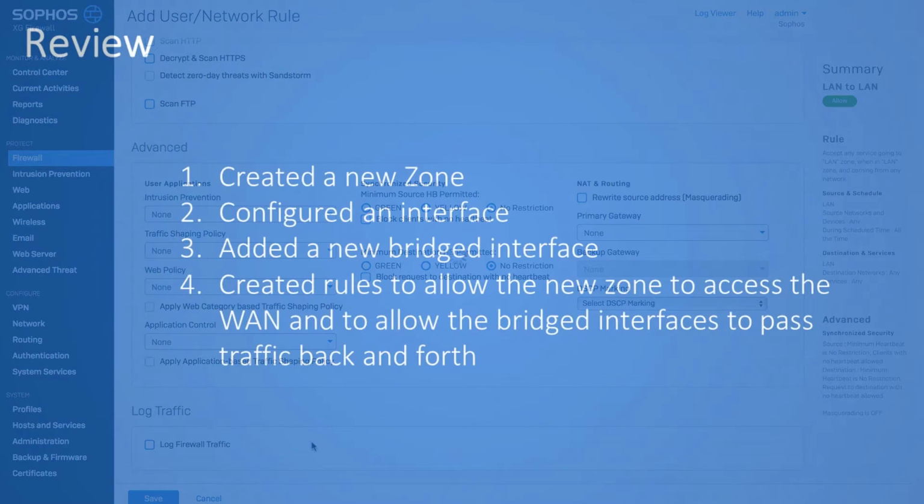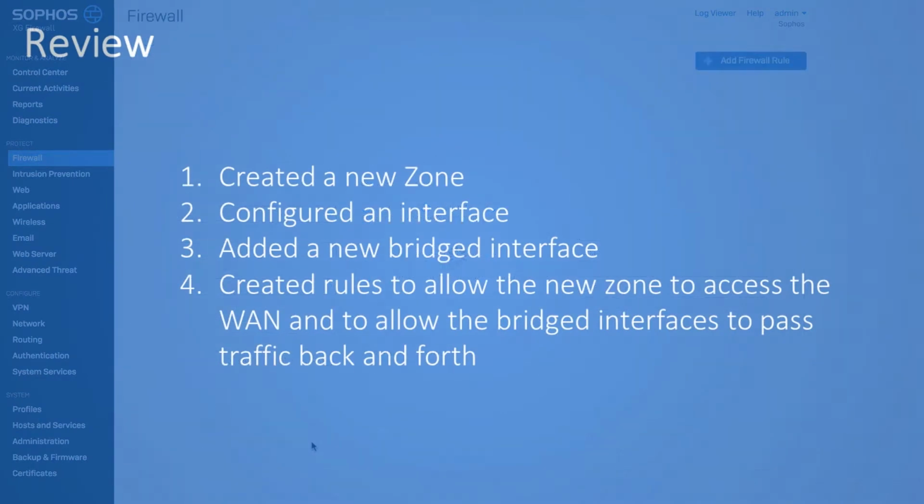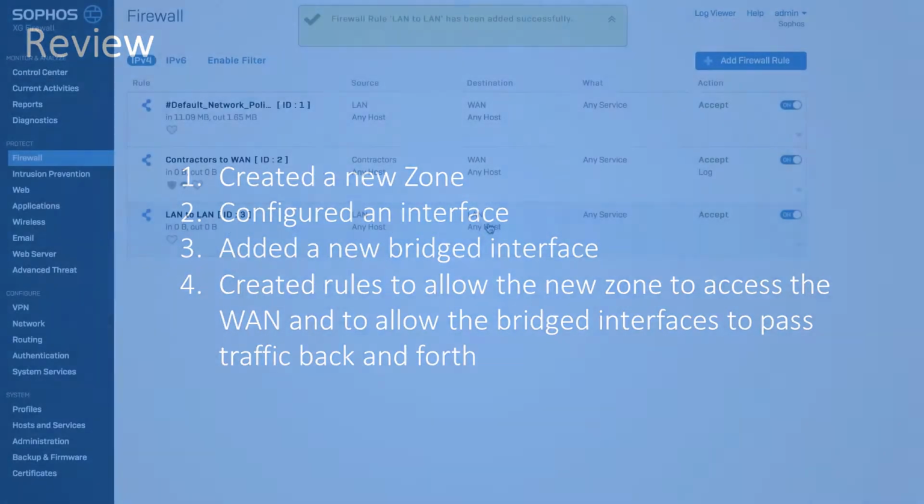In this demonstration, we created a new zone, we configured an interface, we added a new bridge interface, and we created firewall rules to allow the new zone to access the WAN, as well as to allow the bridge zones to communicate.